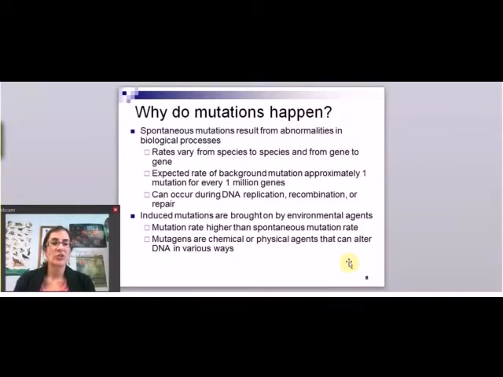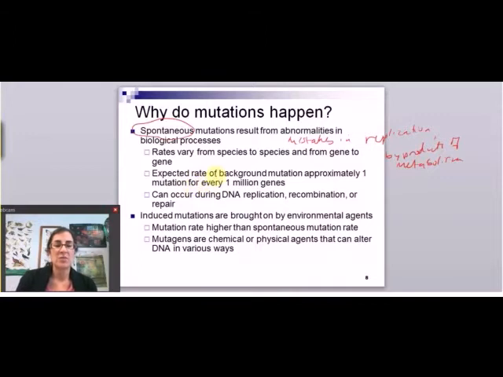So mutations have two general causes. The first cause is just that life causes mutations. These are spontaneous mutations. They just happen because of abnormalities that occur during normal biological processes. So this is things like mistakes in replication. They also can happen due to byproducts of metabolism. So basically, just the price of being alive is that sometimes you get mistakes in your DNA.